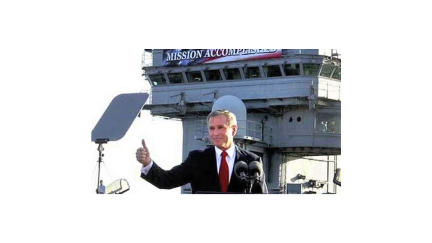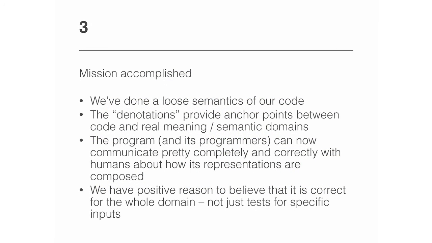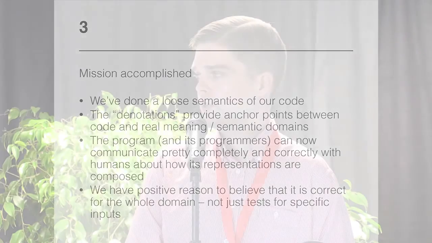So I would argue that we've done some of what we set out to do, or I did some of what I set out to do. A loose semantics and a denotational understanding of the code, not a perfect one, but real meaningful anchor points between the operation of the API and semantic domains. And now the program and its programmers can communicate more effectively about how representations are composed. And we can contribute back some of those intermediate representations as meaningful categories. And we also have built up some positive reason to believe that it's correct for the whole domain and not just tests.